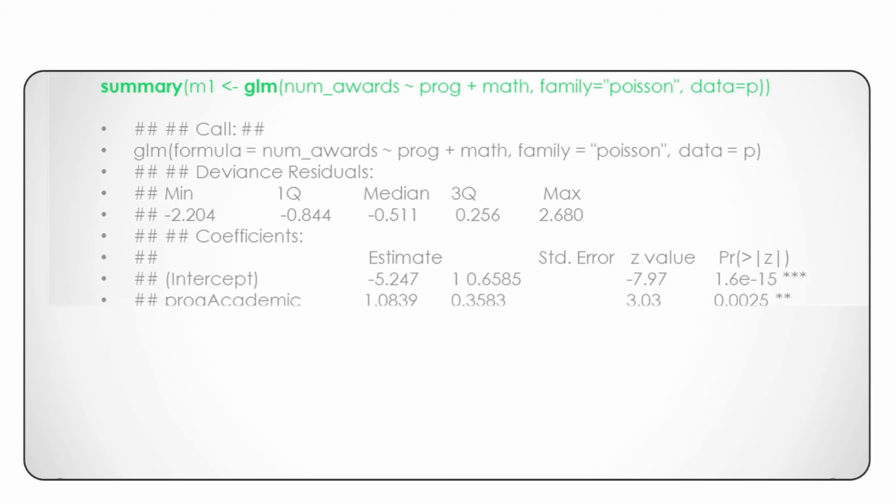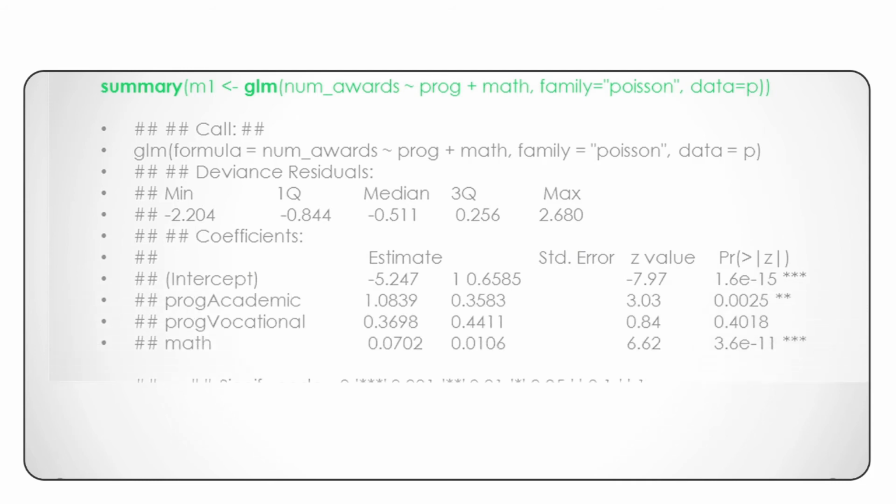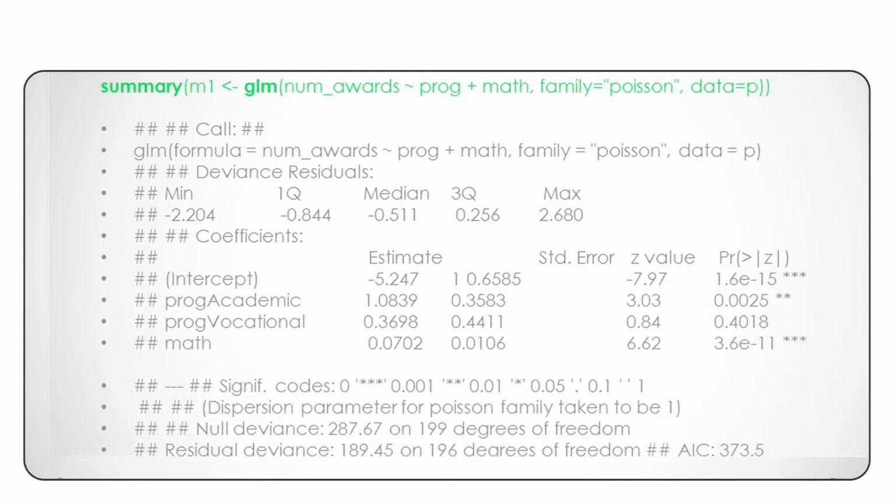Let us consider the typical syntax for the GLM function for count data. So here we have used the GLM function and fitted the regression num_awards tilde prog plus math. Note that we have told R before that prog is a factor. We have said family equal to poisson and data equal to p.